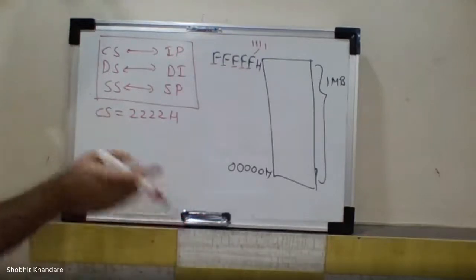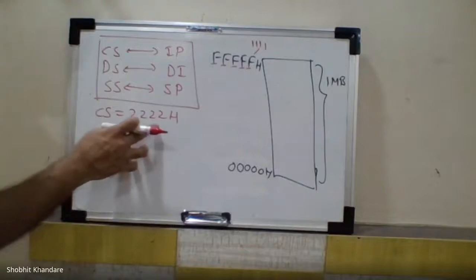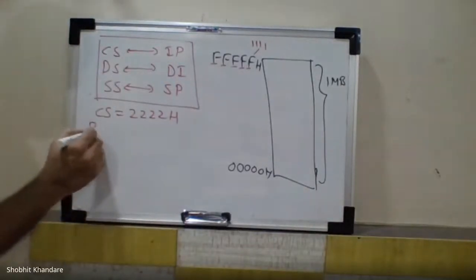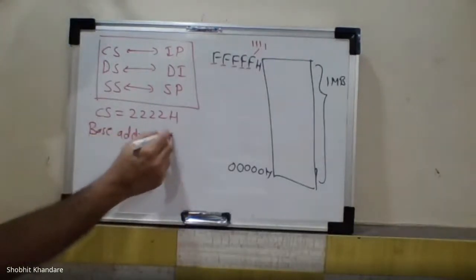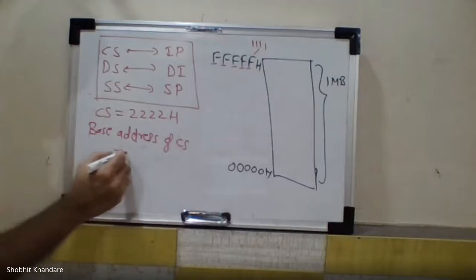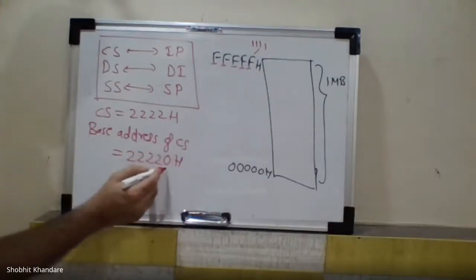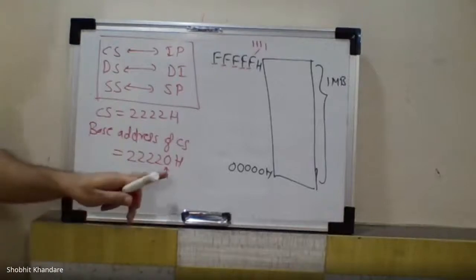Why 4 positions? Because the holding capacity of CS is 16 bits. So in that case, your base address of CS will be 22220. Here 0 will be appended. This is important. Here 0 will be appended.